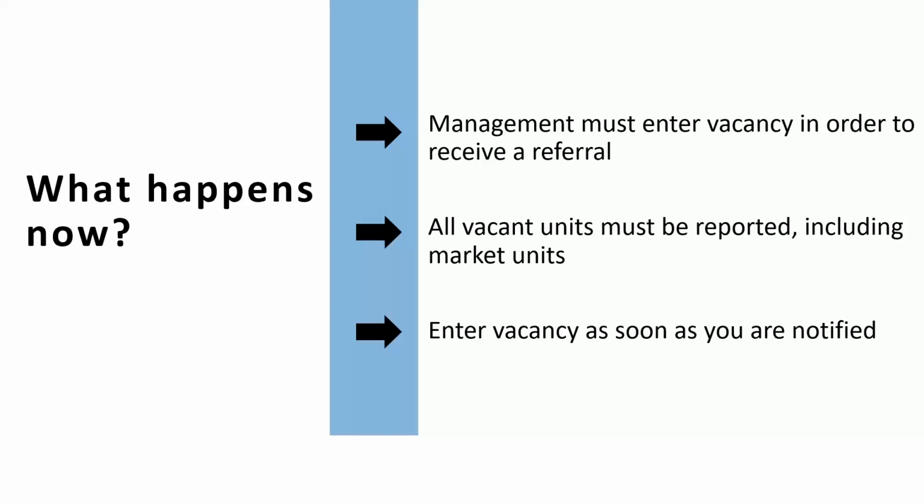Now that you have access, people often say, well, what do I do now? Once you have a vacancy, you need to enter the information into Vacancy and Referral. That's what starts the process. You also have to report all of your vacant units, even if they're a market unit. And even if you've met your targeting requirement, again, you have to report all of your vacancies. And you should report your vacancy as soon as you're notified. This will help get the referral process started early and reduce any vacancy loss.